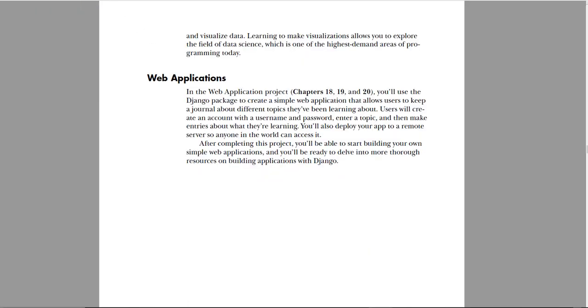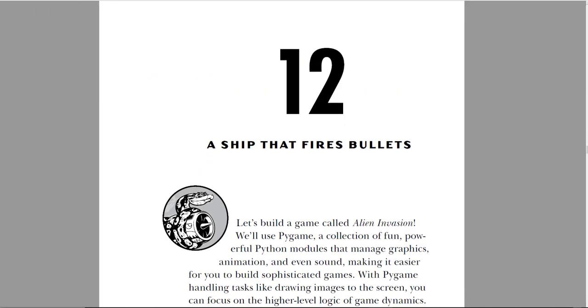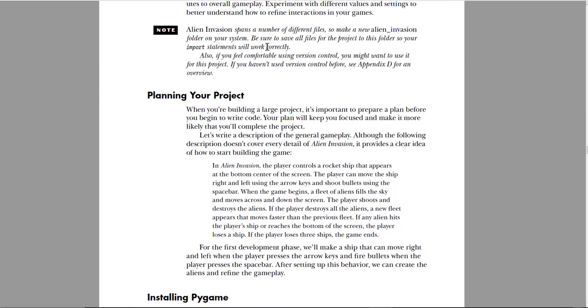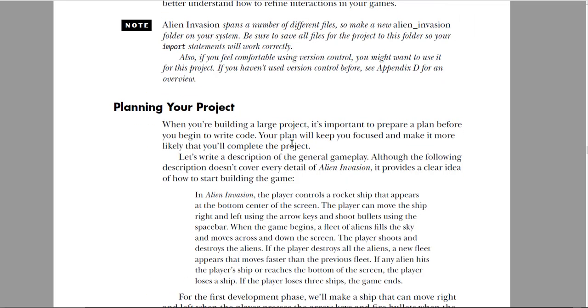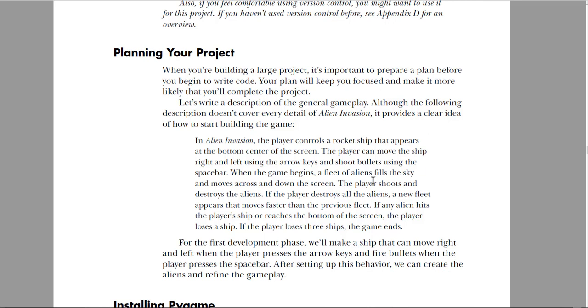So what we're going to build with this project is a game, and that game is going to have a player control a rocket ship that appears at the bottom center of the screen. The player can move the ship right and left using the arrow keys and shoot bullets using the space bar. When the game begins, a fleet of aliens fills the sky and moves across and down the screen. The player shoots and destroys the aliens.